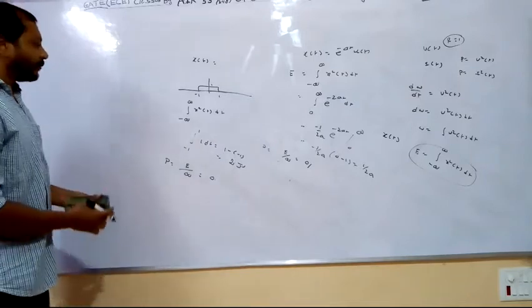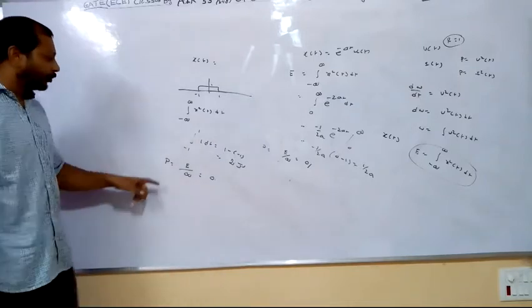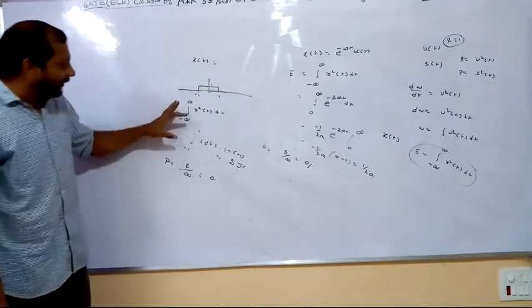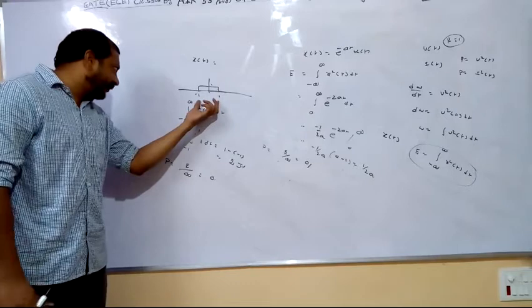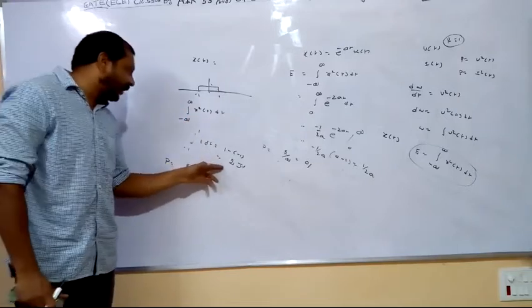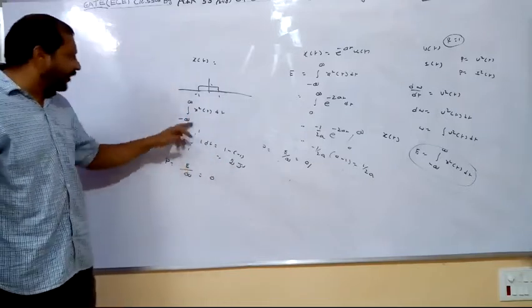You have to consider it from minus infinity to infinity. The corresponding power is equal to energy by infinity, which is equal to 0. When calculating the energy over the total infinity, the signal pulse exists from minus 1 to 1. That's what we have considered. The limits are from minus 1 to 1.